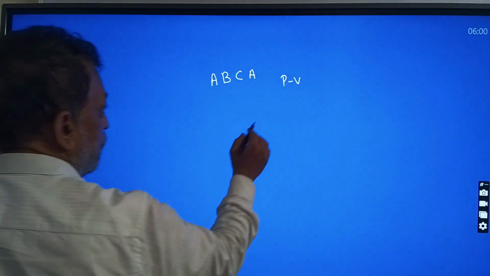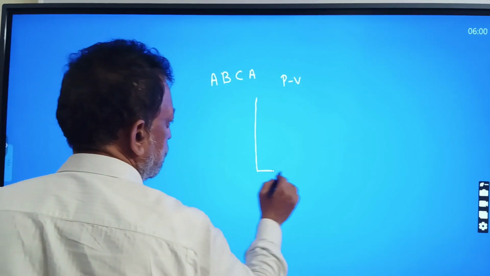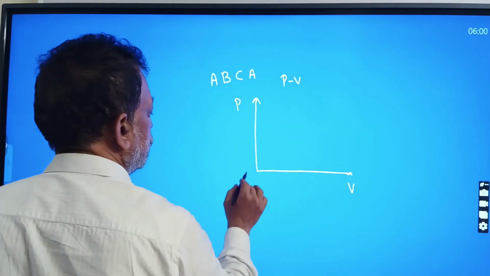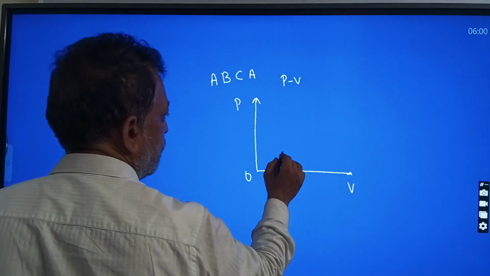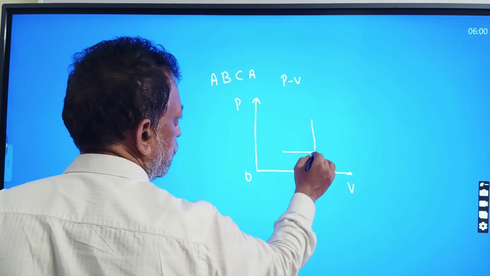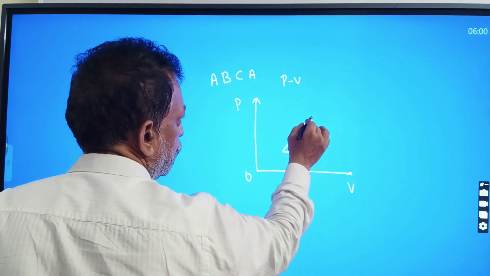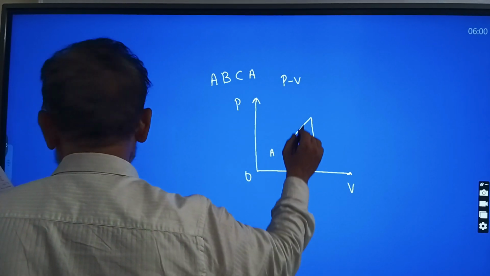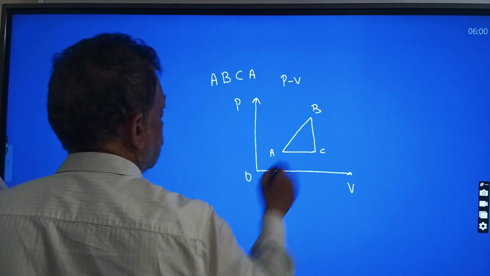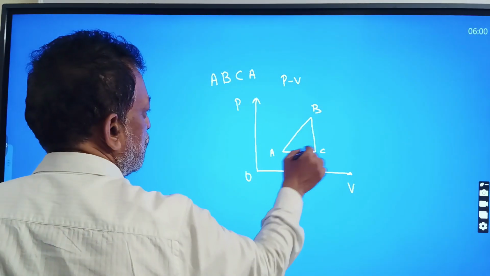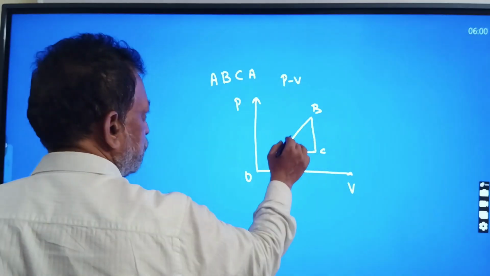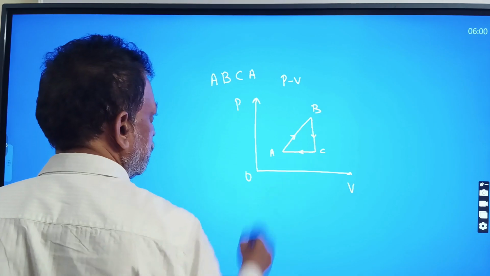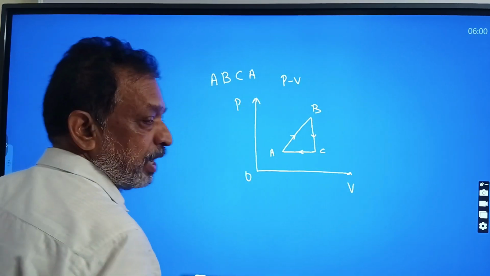Now see this one. They have given the diagram. This is the volume, this is the pressure. The shape given is a right angle triangle. I can take A, B, C. A, B, C, A. So the loop is A to B, B to C, C to A. Is it clockwise or anti-clockwise?